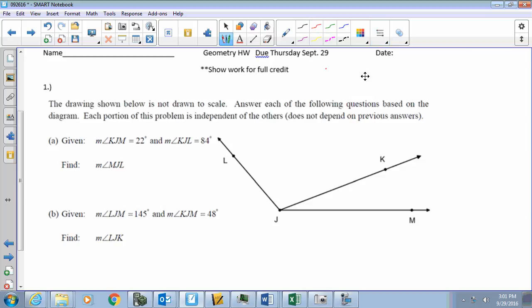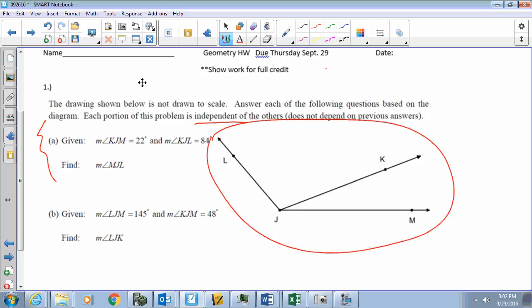So looking at number 1, it says the drawing shown below is not drawn to scale. Answer each of the following questions based on the diagram. Each portion of this problem is independent, this word independent, of the others. So it does not depend on your previous answers. So when you do number 1, you have to do part A using this diagram based on given information, and then you have to do part B based on the same diagram, but as if you were given different information, okay? So let's go ahead and do it.